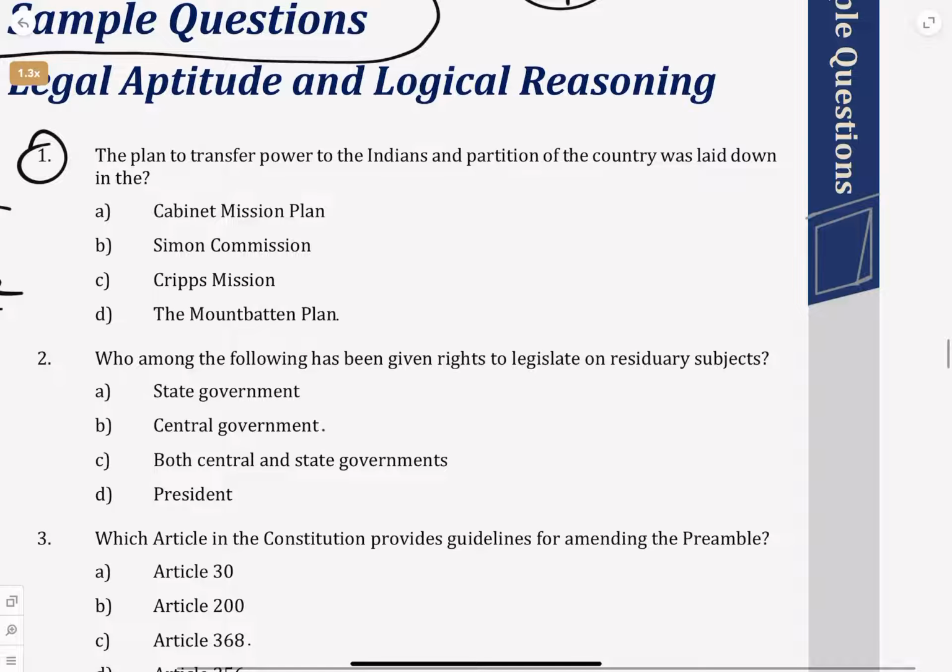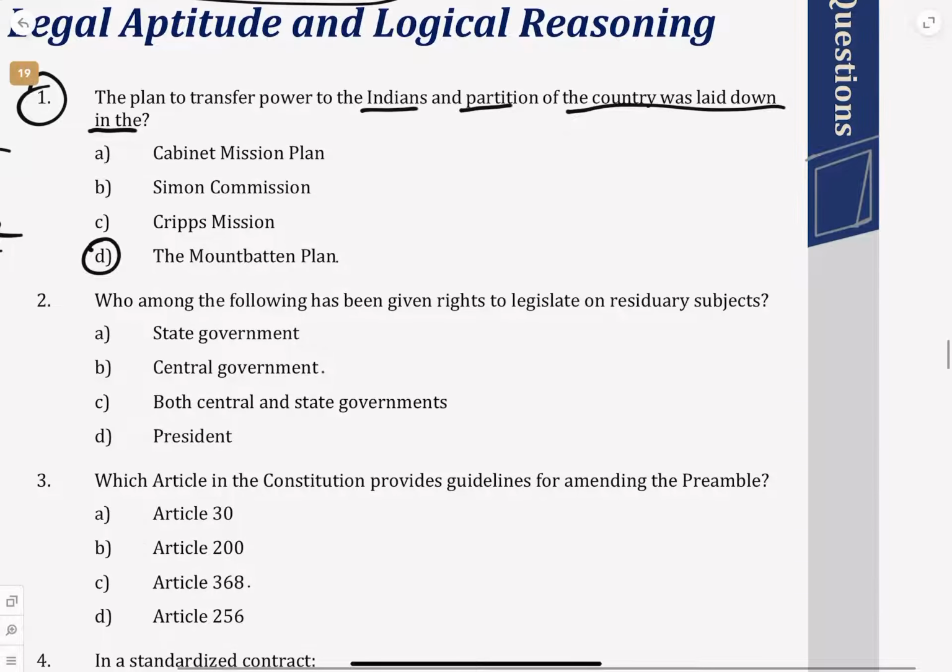The transfer of power to the Indians and partition of the country was laid down in dash. Cabinet Mission Plan, Simon Commission, Cripps Mission and Mountbatten Plan. So here you need to remember that the answer is Mountbatten Plan. And let us say, even if you don't know the answer, during the time of independence, Mountbatten was the main person who was involved. That is what we know from history.